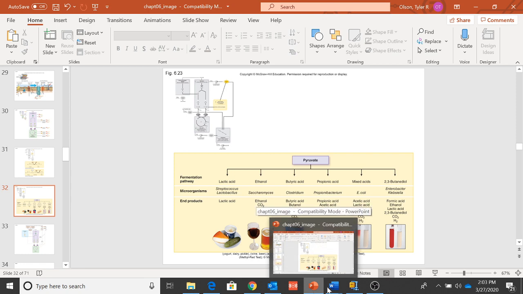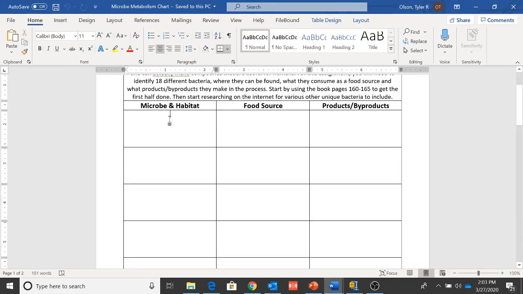I'm going to go back to my chart here. I'm going to type in my food source. We said that was pyruvate. And my byproducts or products, the product specifically here, is lactic acid.